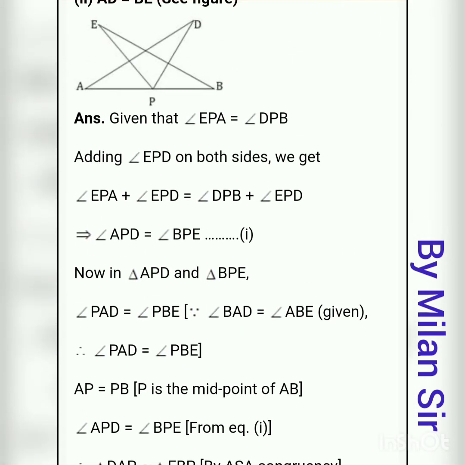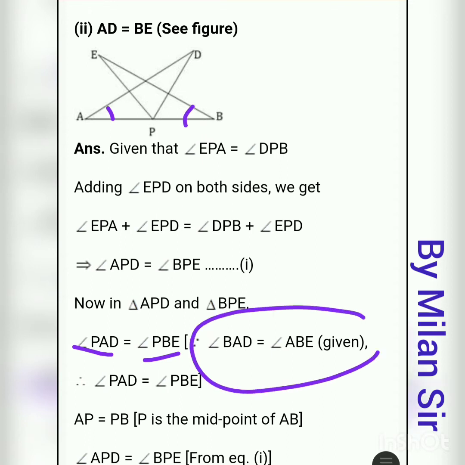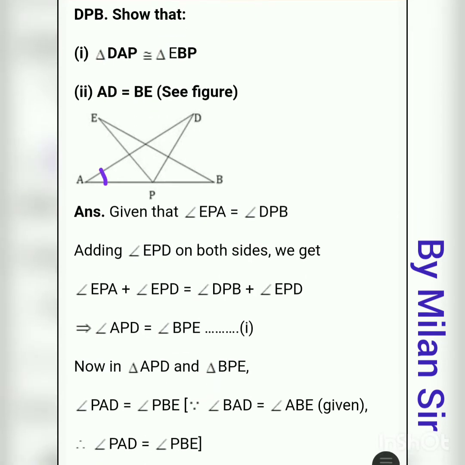So that we need to write here. Now in triangle APD and triangle BPE, what are the equal things? First of all, angle PAD, this angle, is equal to angle PBE, because it is already given. Angle BAD, that means angle A, is equal to angle ABE, that means angle B. Here it is given that BAD is equal to ABE, so we can write that here.